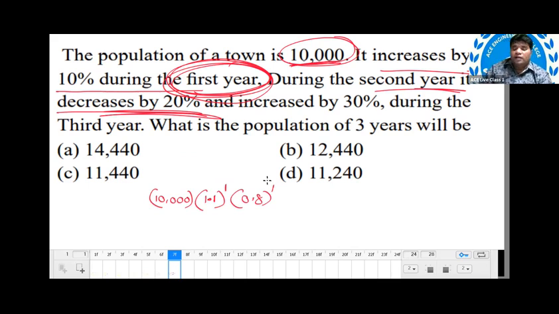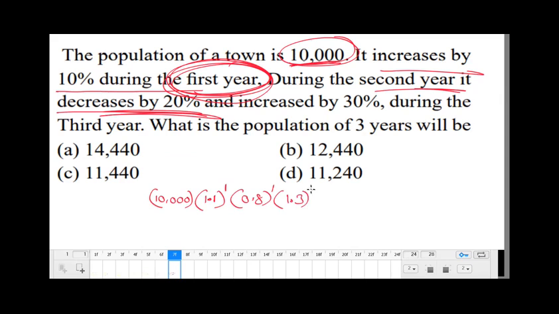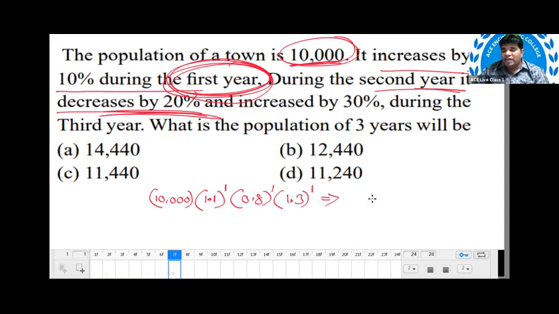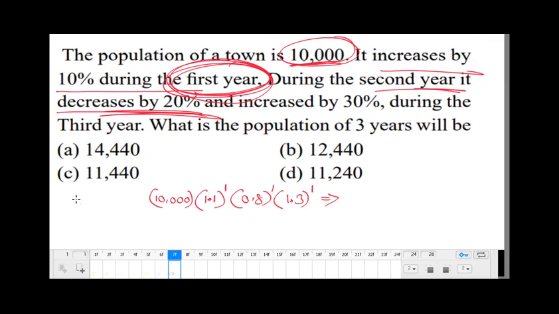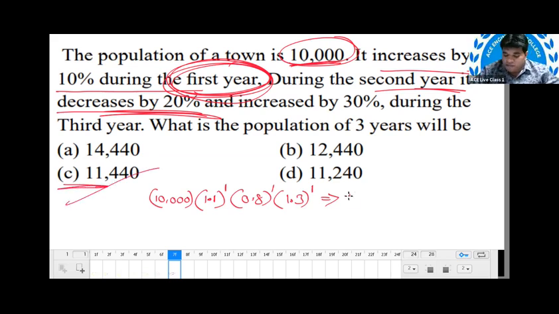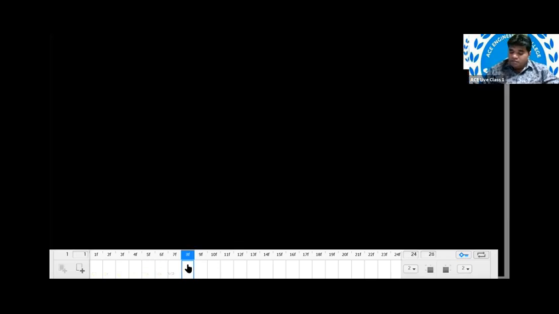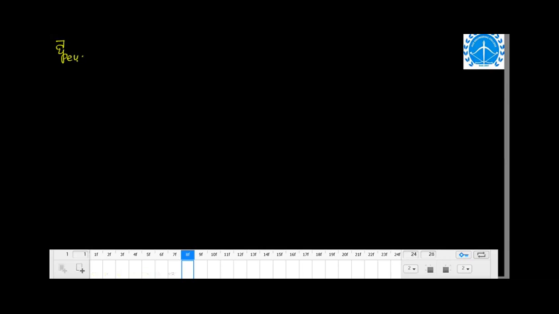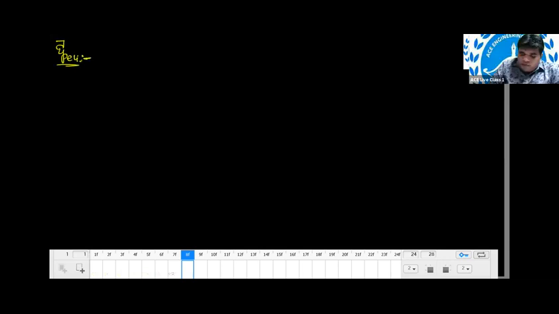Okay, next, 1.3. Sorry, 1, sir. Okay, simplify and tell me the answer. Use the calculator, Pavan. 11,447. Option C is the answer. Are you getting this point? In case you don't know this point, it takes time to do it one by one. Are you getting it? Yes, sir. Type 4.